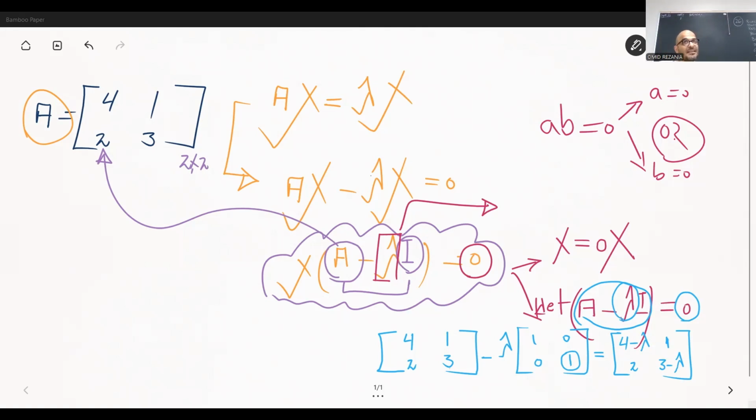Now, I have this matrix. What is next? Look at the one which I have there. I need to find the determinant of that matrix.